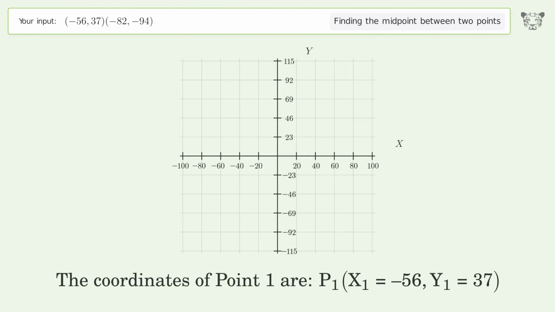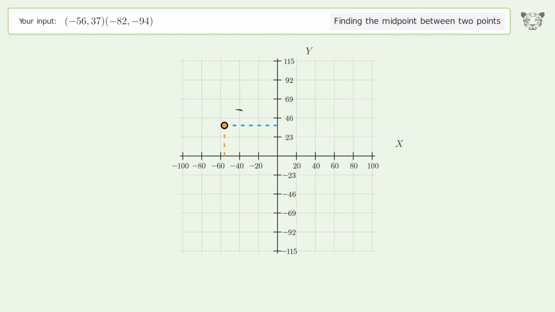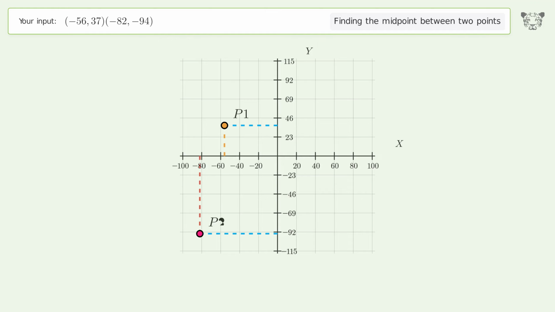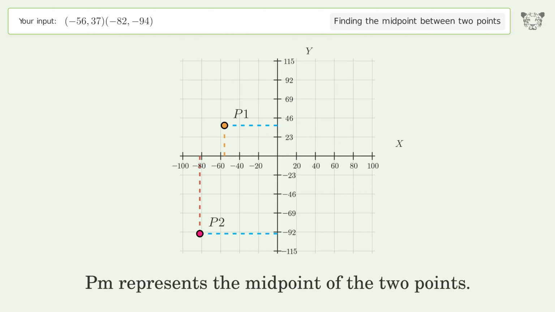The coordinates of point 1 are, x1 equals -56, y1 equals 37. The coordinates of point 2 are, x2 equals -82, y2 equals -94. PM represents the midpoint of the 2 points.